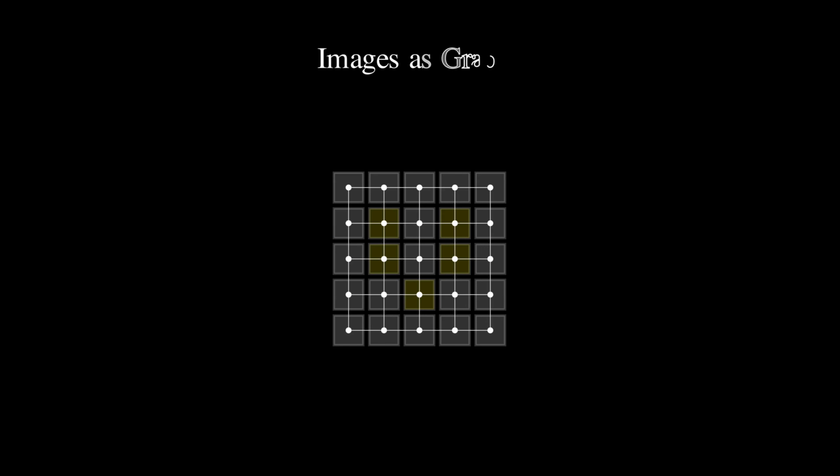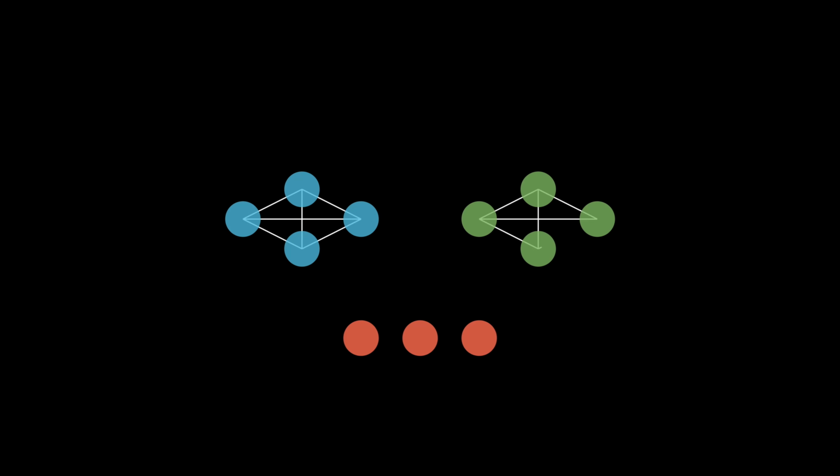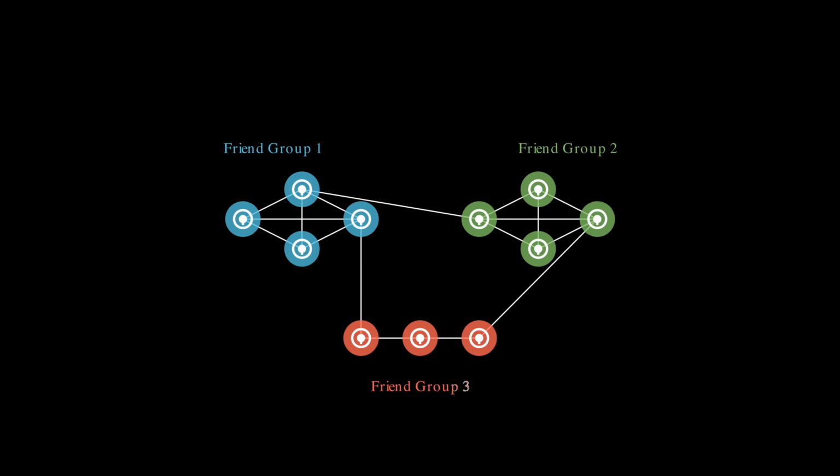To put it simply, graphs are literally all around us. Take a look at images. We can think of each pixel as a node connected to its neighbors, or molecules where atoms are nodes and chemical bonds are edges. And of course, social networks, where people are nodes and their friendships are the connections.